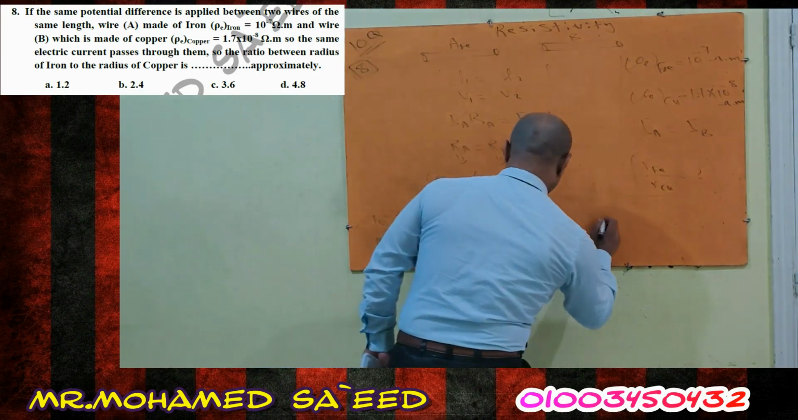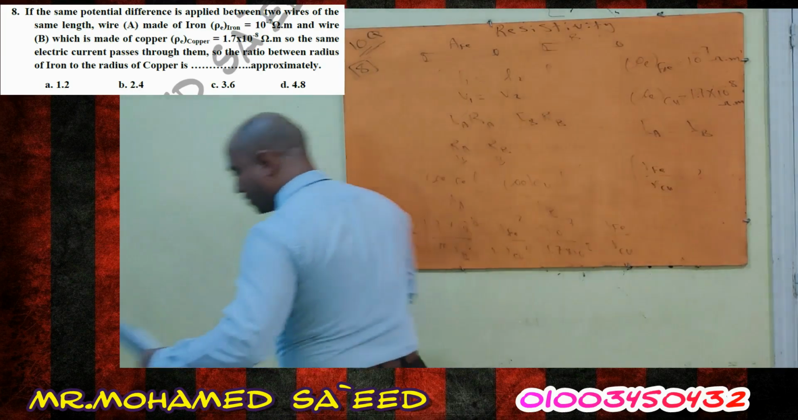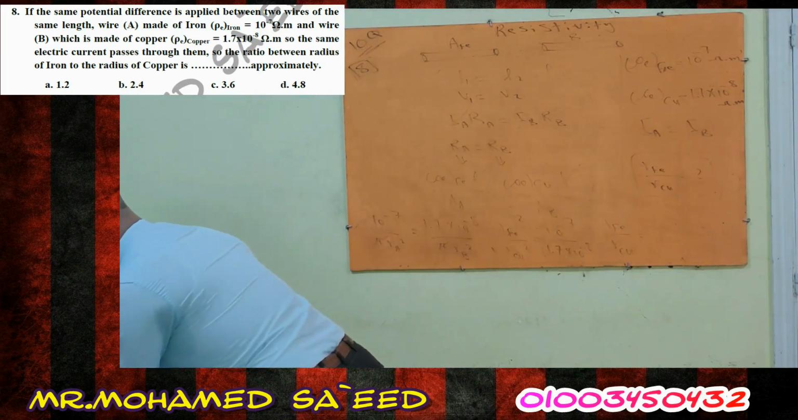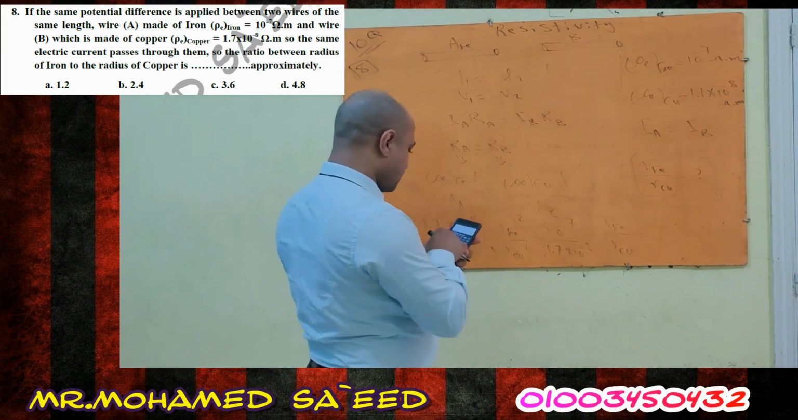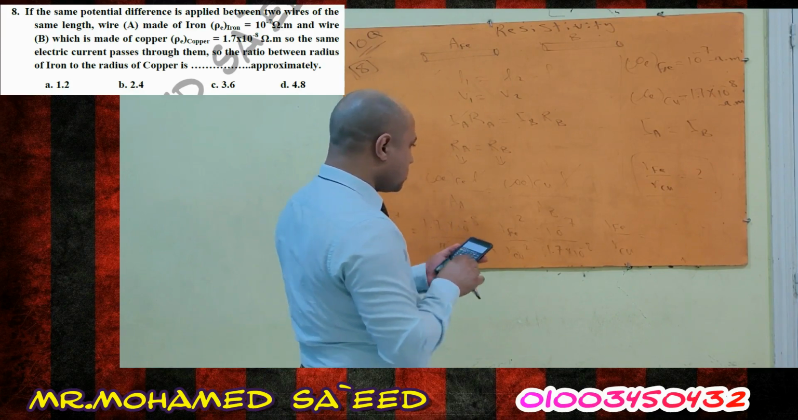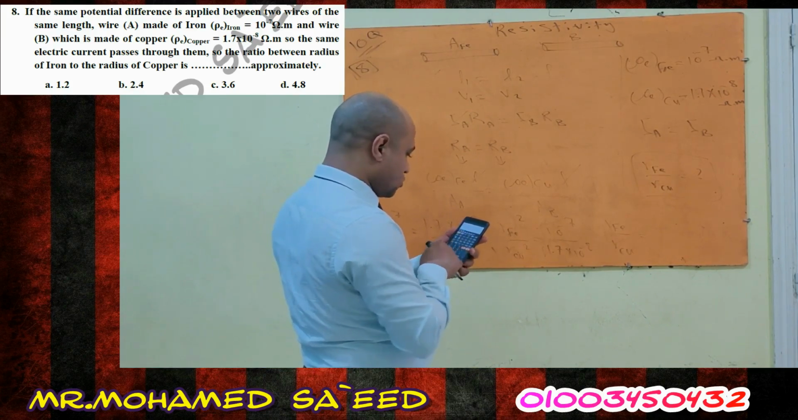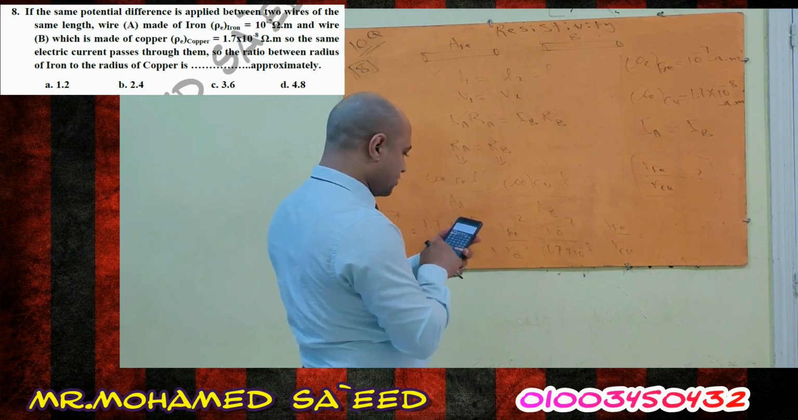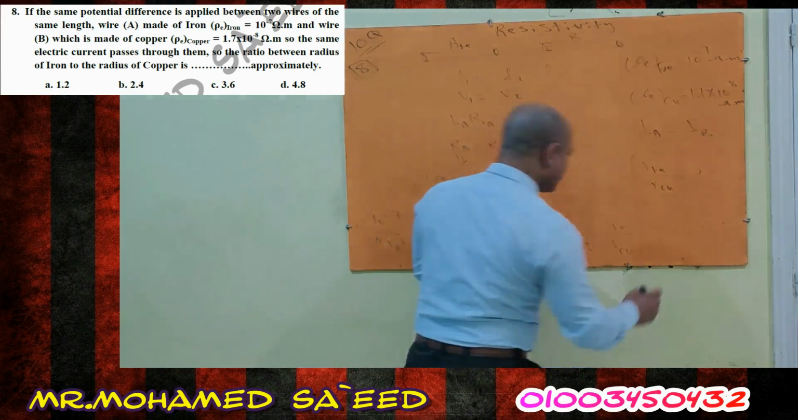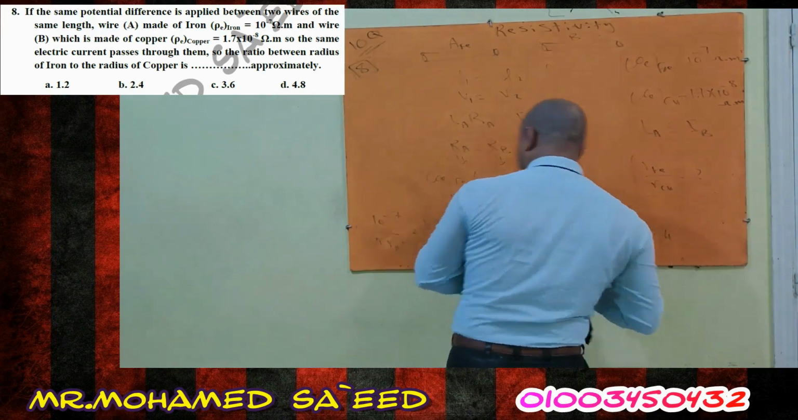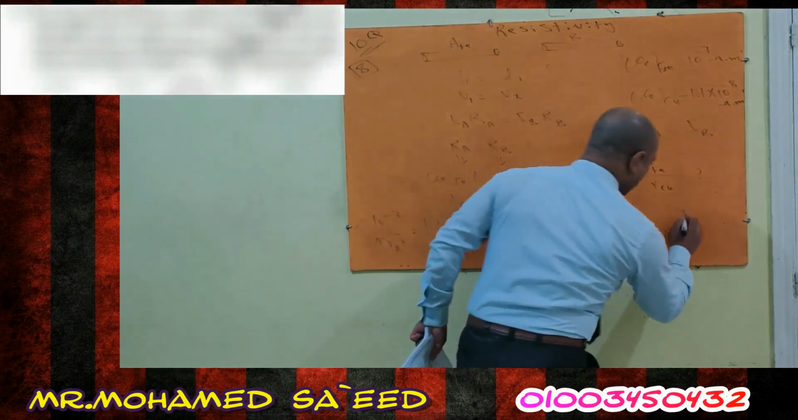So R Fe over R copper equals what? Using the calculator to get the ratio: root of 10 to the power negative 7 over 1.7 times 10 to the power negative 8 equals 2.4, approximately 2.4. So the true answer is B, 2.4.